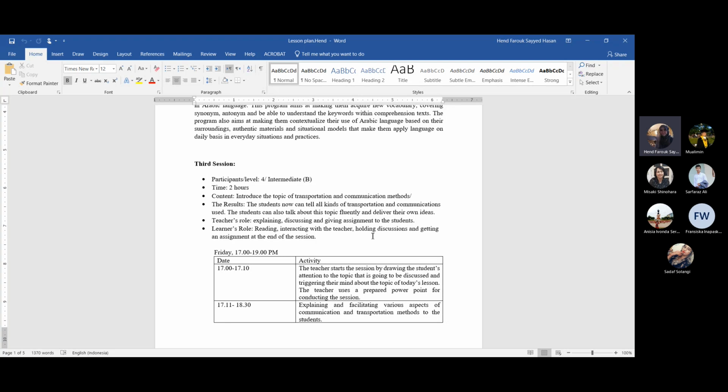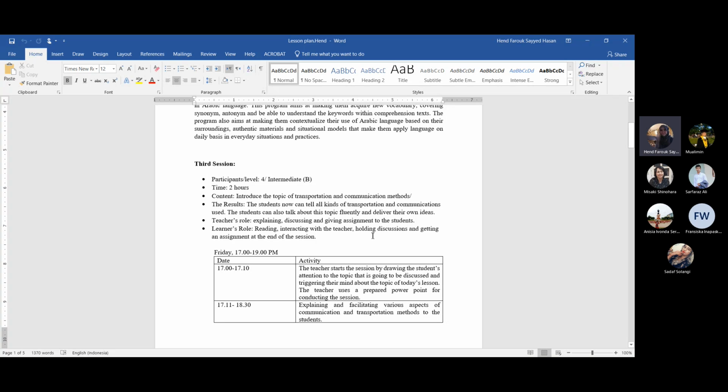So at the beginning of the session, for 10 minutes, the teacher starts the session by drawing the students' attention to the topic that is going to be discussed, triggering their mind about the topic. The teacher uses a prepared PowerPoint. I already have the PowerPoint ready.